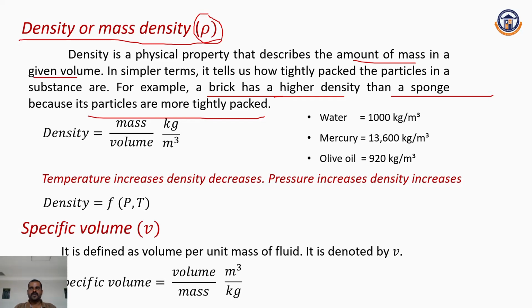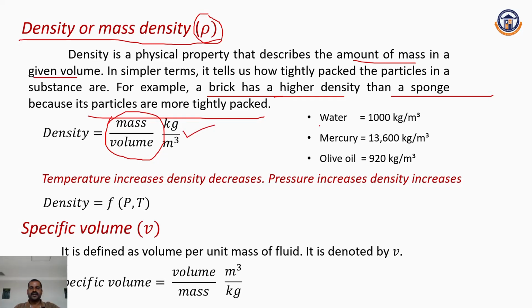If you take a sponge of the same size and a brick of the same size, the brick has the higher density and the sponge has the lower density, because the packing of the brick is very high when compared to the sponge, right? So density is referred to as mass per volume. The unit of density is kilogram per meter cube.